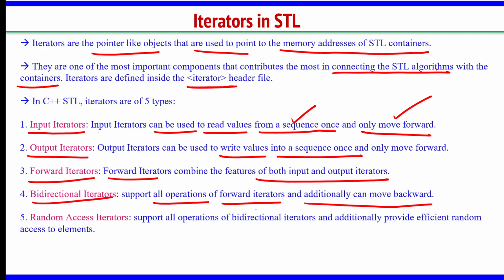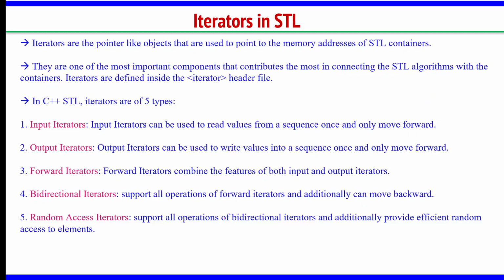Forward iterators will go forward only, reading and writing both can be done. Bidirectional can do reading, writing, and also can come back. Then random access iterators, they do front, back and any other random value. We will explore these iterators in detail.